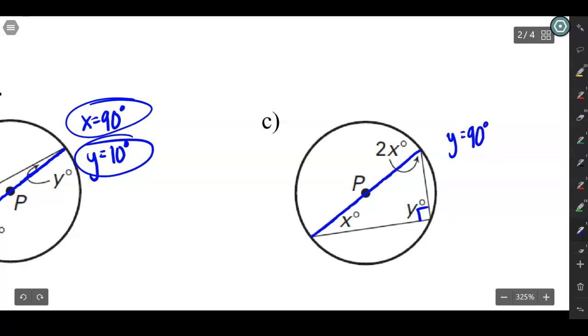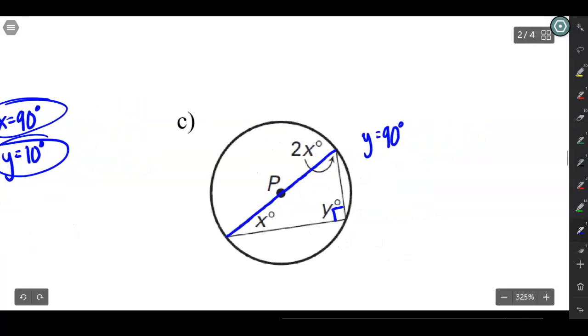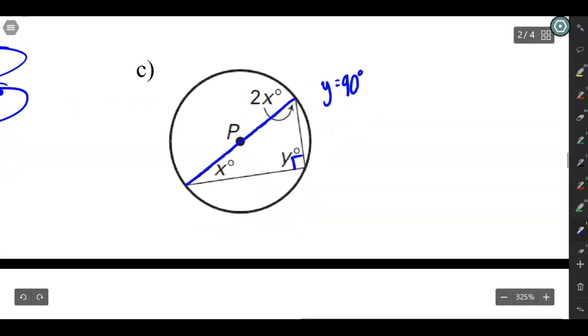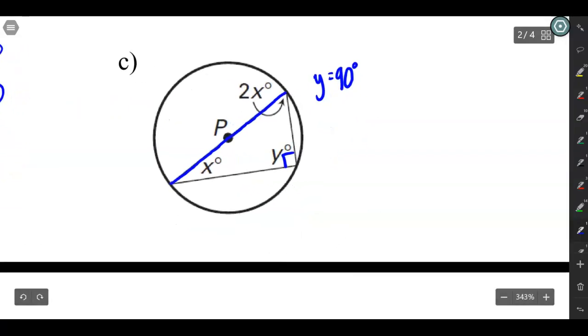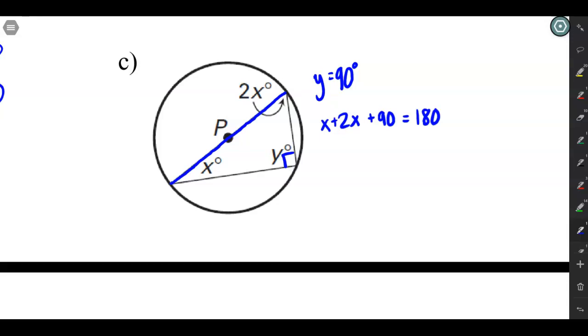That's the easy one. Now this next part's kind of tricky because our other two angles, we don't actually know either of them. One is x and one is 2x. So what we're going to do is set up an equation that says if I were to add up all the angles of my triangle, I better get 180 degrees. So x plus the 2x plus the y, which I know is 90, is going to be 180 degrees.